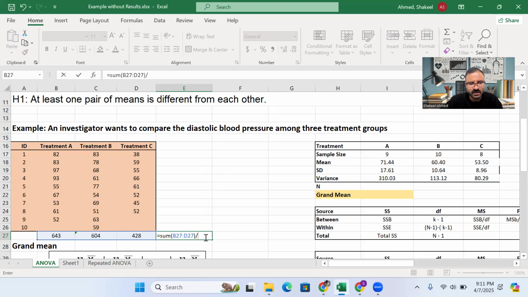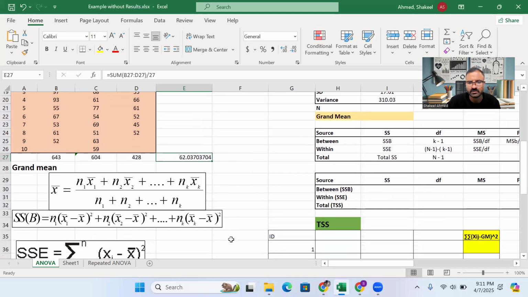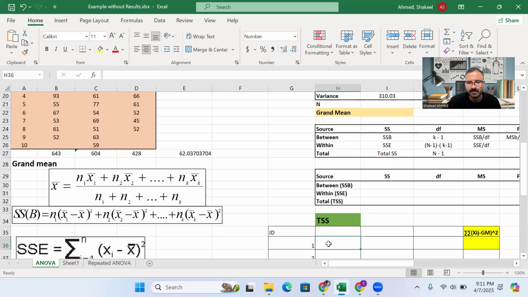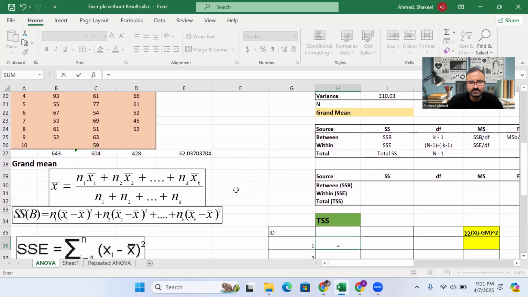I think we have 9 multiplied by 3. There are 27 observations. So this is the grand mean, if you want to write. And then we will find the deviations from the grand mean for each observation.